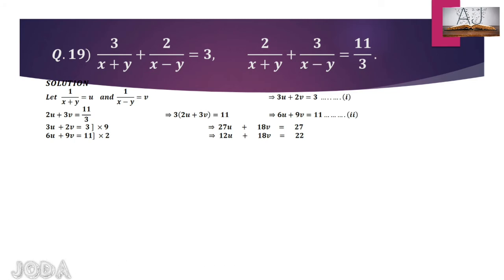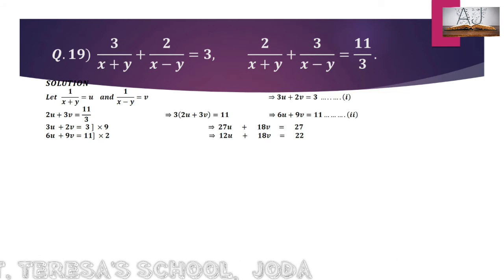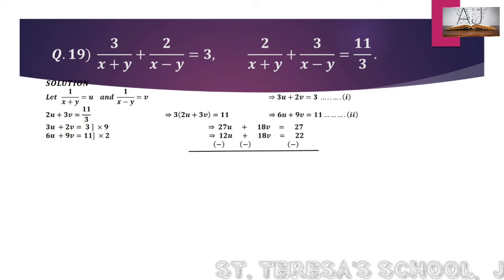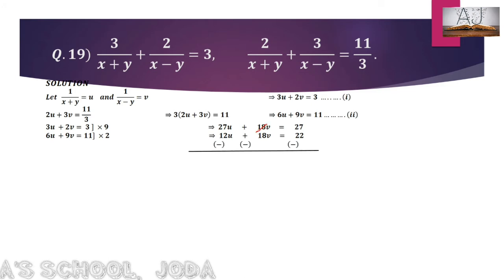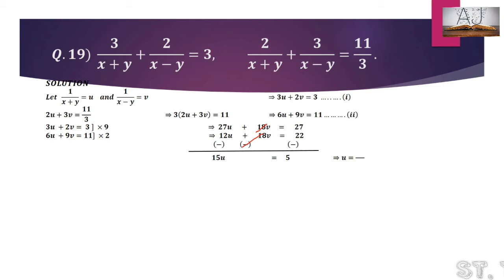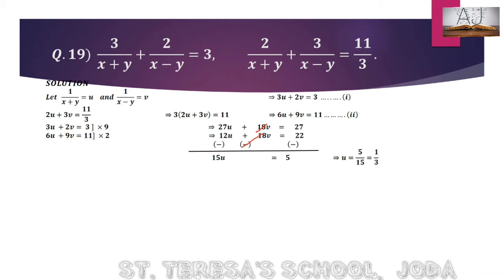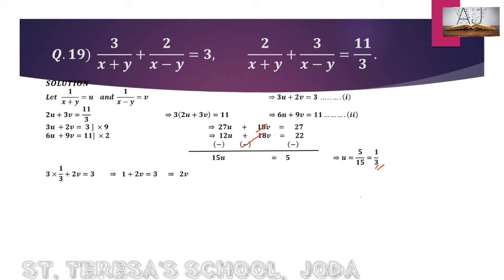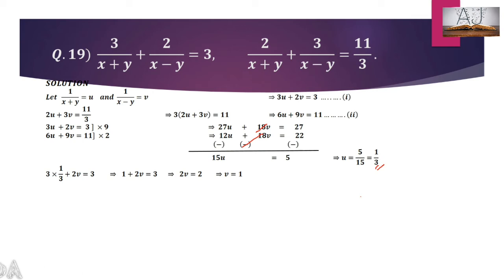So to make the v coefficients equal, we take 9 and 2 because the LCM is 18. So 9 in the first equation and 2 in the second equation. So after multiplying, we have to change the signs. By the subtraction method, plus 12u minus 12u, this plus 18v and minus 18v gets cancelled. So after that, we add and we get 15u is equal to 5, so u is equal to 1 by 3. Now we'll substitute this value and we will get the value of v in the same way. So we have got the value of v as 1.